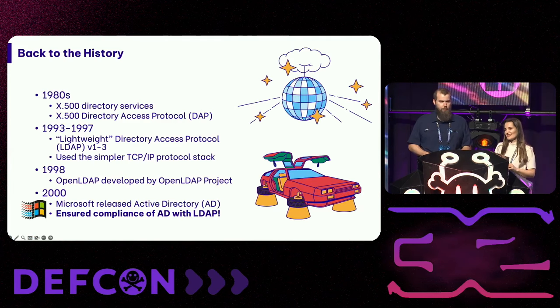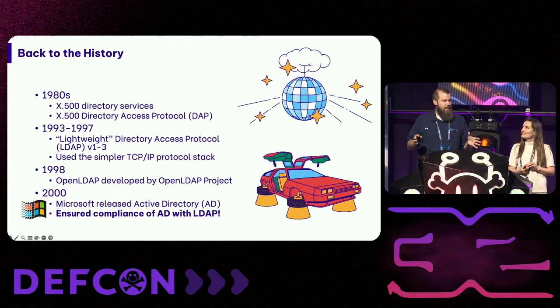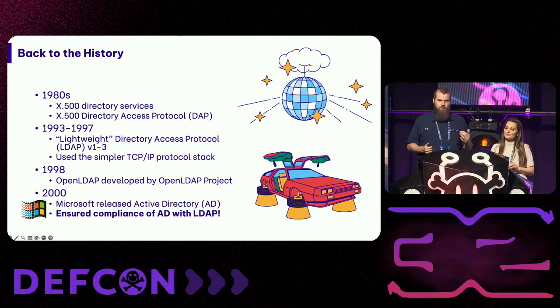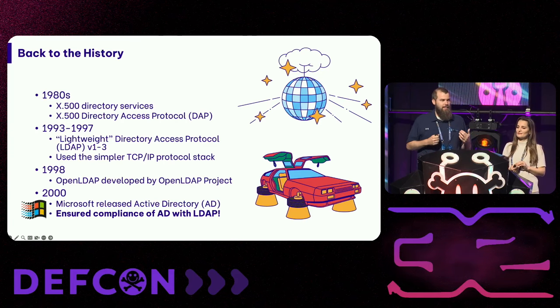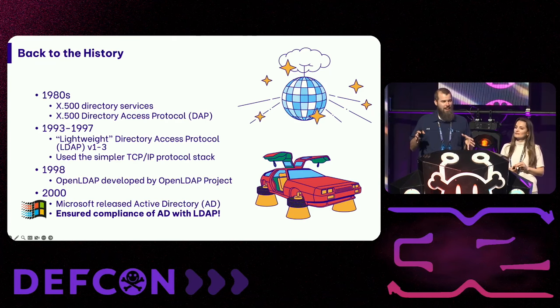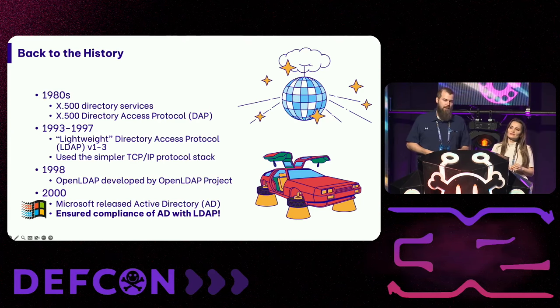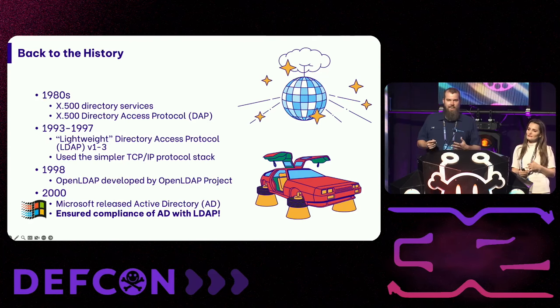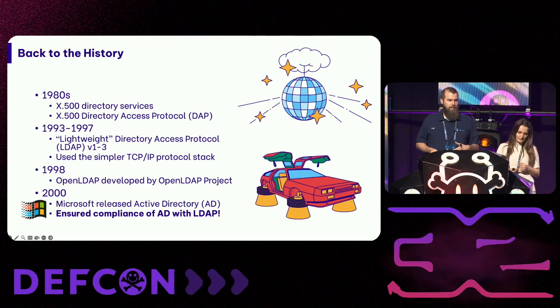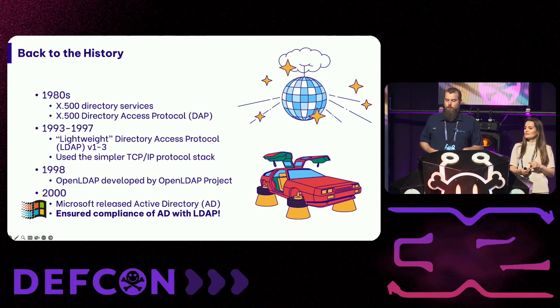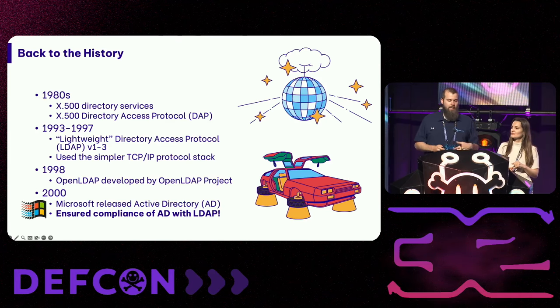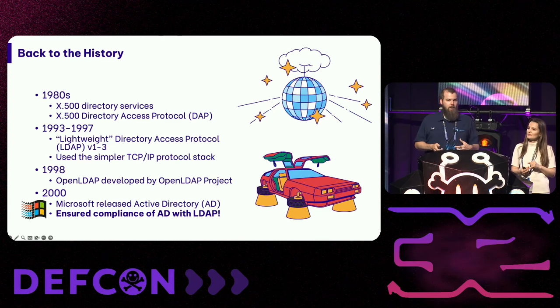So let's get going. We are going to go back in time to the days of disco balls and DeLoreans, talking about the 1980s. The Directory Access Protocol, or the DAP, was a directory service at that time. LDAP is the lightweight version. That's the L in LDAP. Between 93 and 97, you have three different versions of LDAP come onto the scene. 1998, the OpenLDAP project released OpenLDAP. And then what's important for this presentation is in the year 2000, Microsoft released Active Directory, in which they ensured compliance with LDAP.